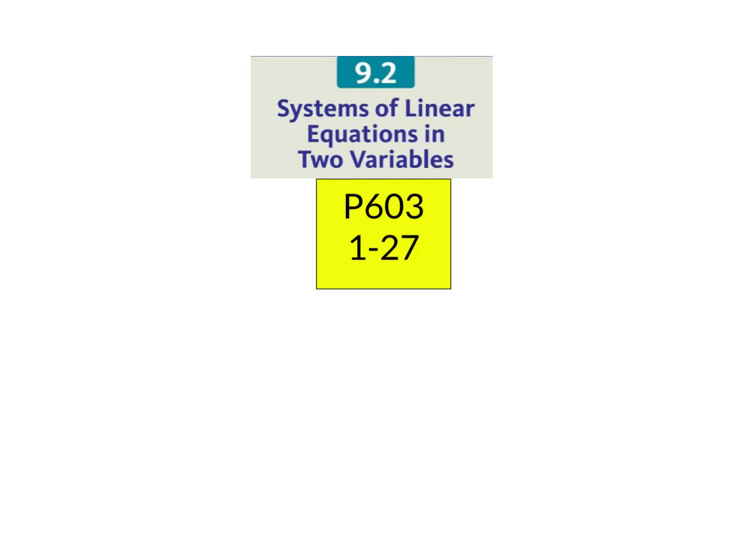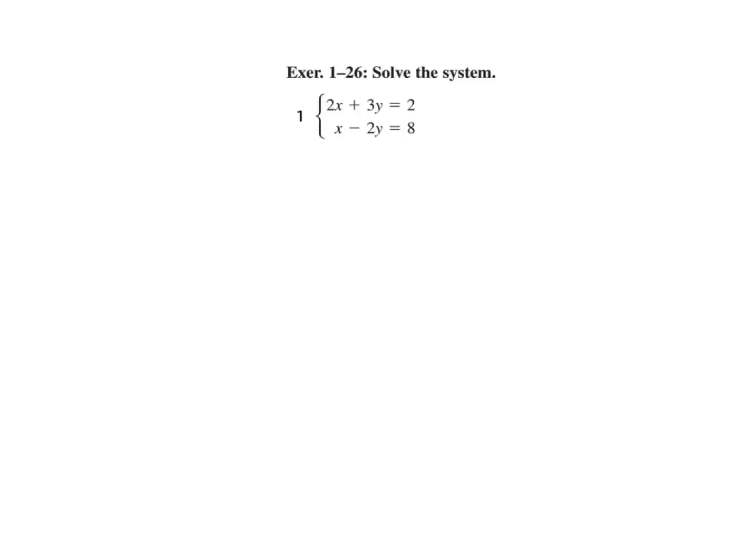Welcome to 9.2, Systems of Linear Equations. We're going to solve by elimination. And the first one, we're going to multiply the bottom by negative 2. So if we distribute that through, that's negative 2x plus 4y equals negative 16.